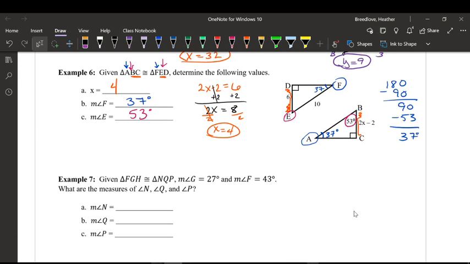All right, so then the last one, we're given triangle FGH is congruent to triangle NQP. We're also given that the measure of angle G is 27 degrees and the measure of angle F is 43 degrees, and asked what are the measures of N, Q, and P. Okay, so we have a statement, so we could just do this by matching up the letters, but it is good practice in geometry to sketch a triangle. I don't even have a clue what these triangles look like, except they're going to have 3 sides and they're congruent too.